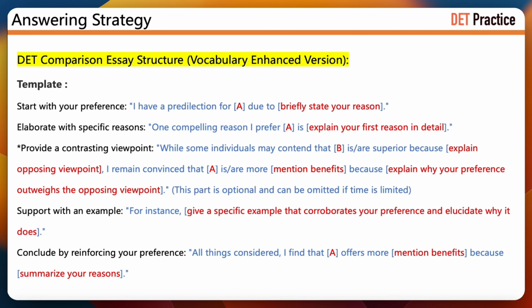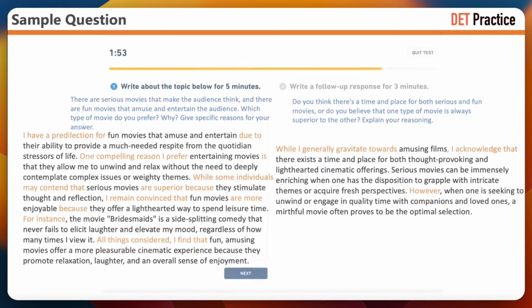In the final part of the video, we'll try using the advanced template to answer the previous question. This final example excellently demonstrates the application of the vocabulary-enhanced template for the main response, while maintaining flexibility in the follow-up answer. Let's analyze both parts. Main response. The answer begins with the enhanced template phrase, "I have a predilection for fun movies that amuse and entertain," immediately showcasing advanced vocabulary. It then elaborates with, "One compelling reason I prefer entertaining movies is," following the template structure.